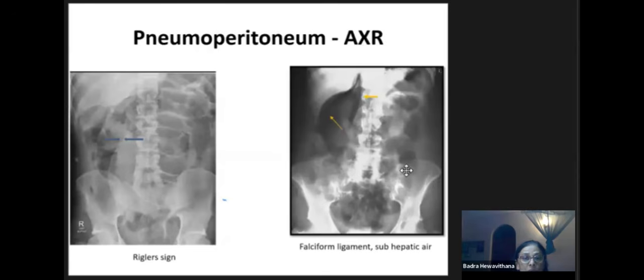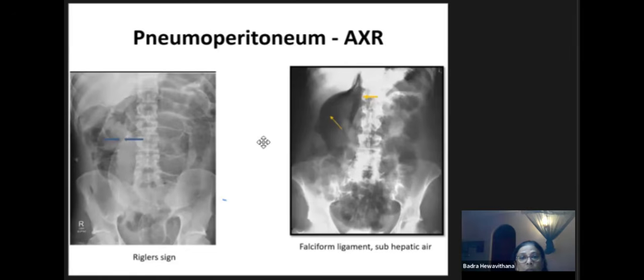So what are the signs on supine X-ray? I think all of you are aware of Rigler's sign. If you see this beautiful bowel wall on either side, that is Rigler's sign. But not all cases are like this. When it is overlapping with other bowel, you may find it difficult. But if you look carefully, in almost all the loops, you need a lot of air to get into this scenario.